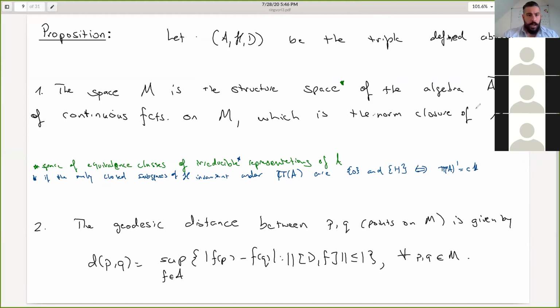Statements hold. Statement number 1: the space M is the structure space of the algebra A bar of continuous functions on M, which is the norm closure of A. Okay.